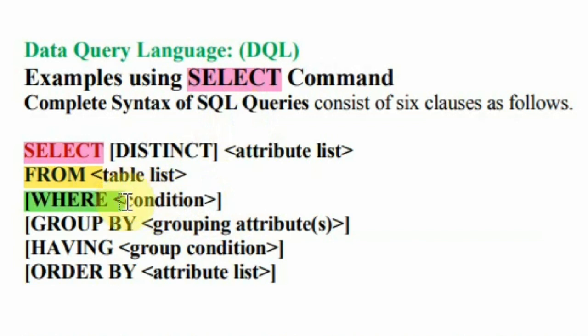So the where clause will have a condition, and where, group by, having and order by, all of these I have put in square brackets, meaning that they are optional, but select and from should be there in your simple queries. If you are writing a simple query, then at least it will have the select and from clauses. Now what is group by?